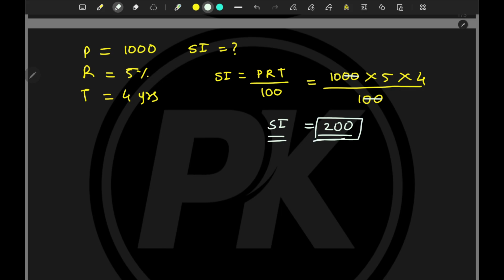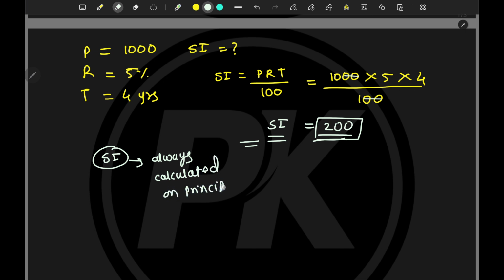This simple interest is nothing but, as I've said, on the principal amount, I'm getting this 200 extra back from that particular person. So I am calling it simple interest. So this is the traditional method to calculate. Now I will tell you how we can solve it in the examination in a quicker way. So here, always remember, this simple interest is always calculated on principal.